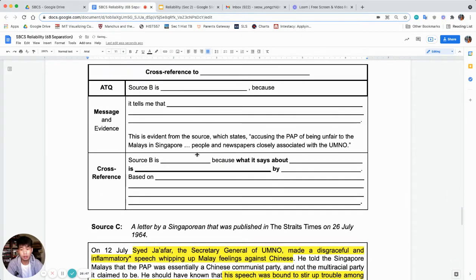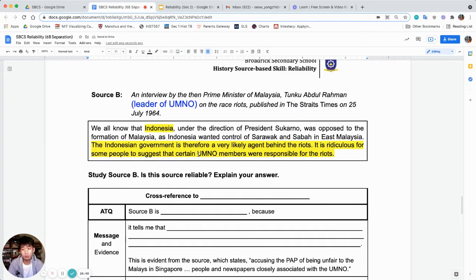Since we're here already, I'll just summarize what you need to do for source B. For source B, very bad, right? We already prejudge by looking at the provenance. Look at it. Tengku, leader of UMNO, talk about UMNO not responsible. I don't trust you. But we still must do our cross-reference, do our due diligence, do our checking.